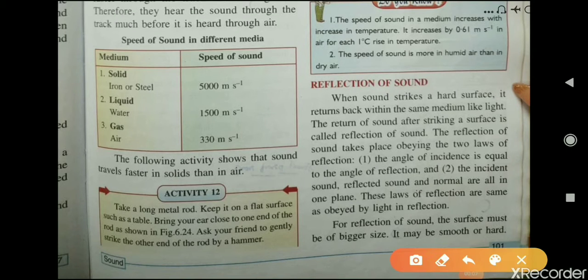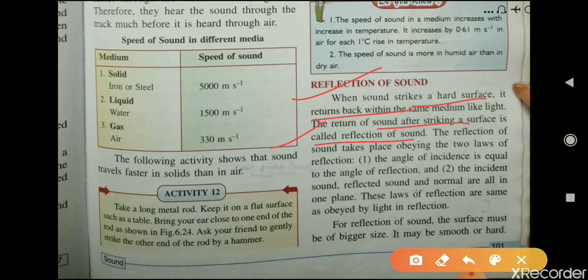Reflection of sound. When sound strikes a hard surface, it returns back within the same medium like light. As you know that light after striking a surface returns back, the same way sound also, when it strikes a surface, returns back in the same medium. The return of sound after striking a surface is called reflection of sound. As the return of light after striking a surface is known as reflection of light, in the same way the return of sound after striking a surface is called reflection of sound.